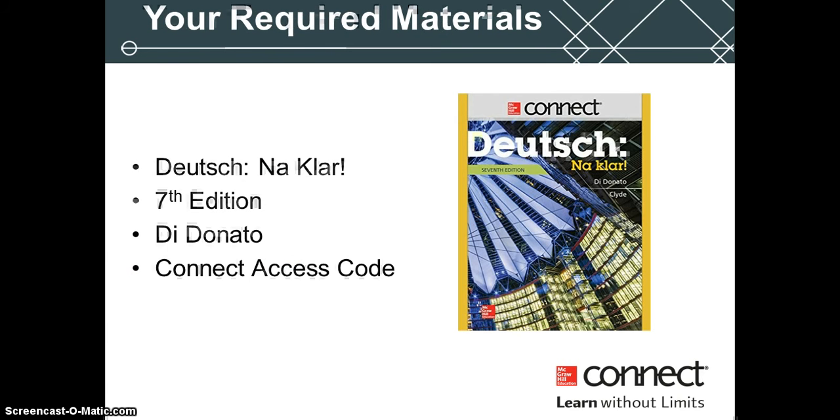So these are three quick and easy steps that you can take before you access any of the resources in the program. Your required materials for this course are Deutsch Klar, 7th edition by Donato and Clyde. The Cal State Bookstore has a Connect access code that's got everything you need to get started in this course. There's no print book required. However, I will show you how you can acquire a print book directly through the program.